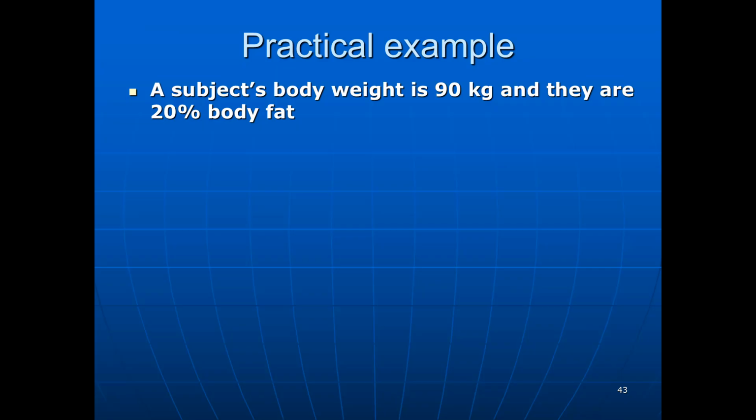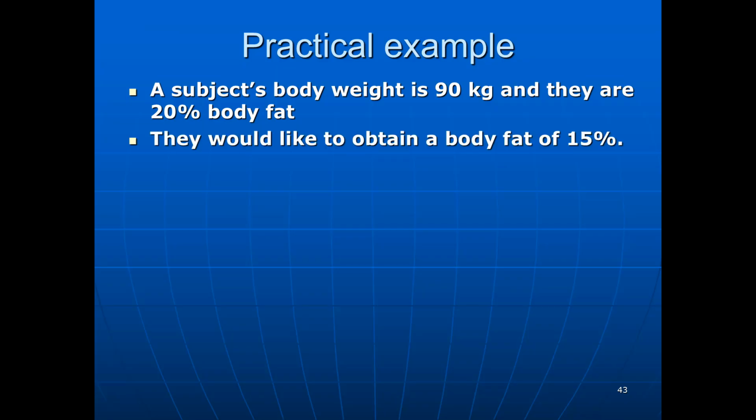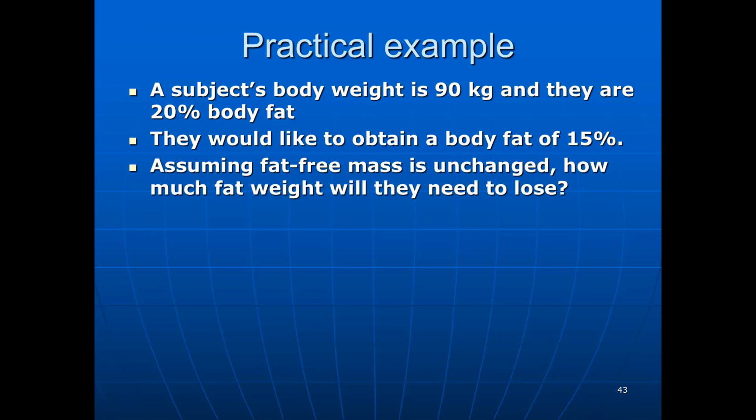Another practical use of this information is this example. This is a little more detailed, but I want to talk through it and some of the usefulness of doing this. In this example, somebody weighs 90 kilograms and they're 20% body fat, and they have a target percent body fat. If they want to get down to a body fat of, let's say, 15%, how much fat weight would they need to lose, assuming fat-free mass is unchanged?